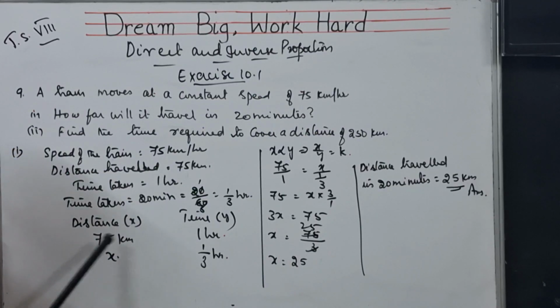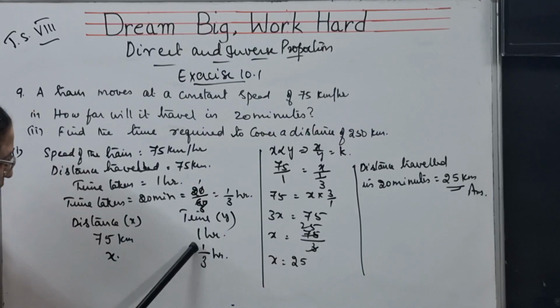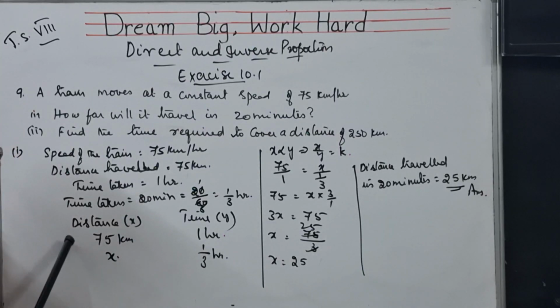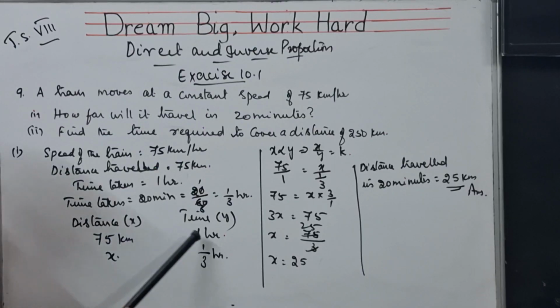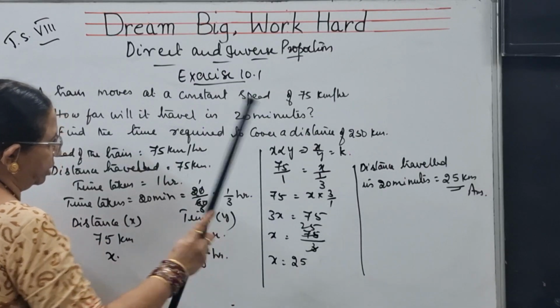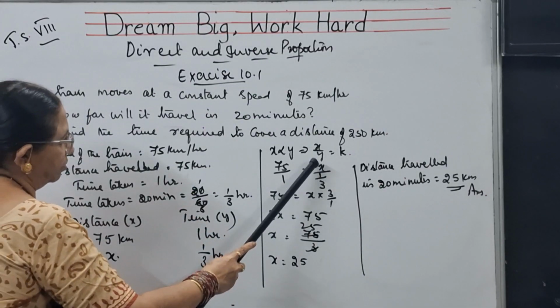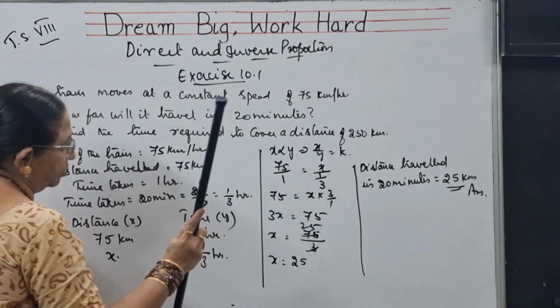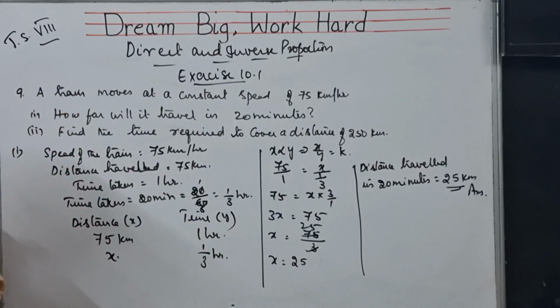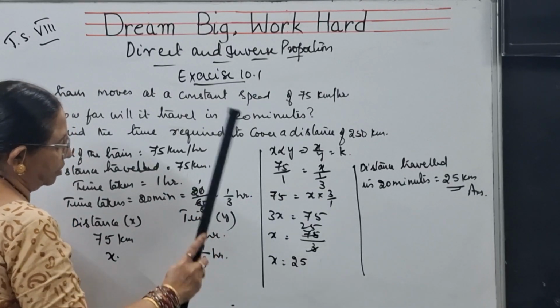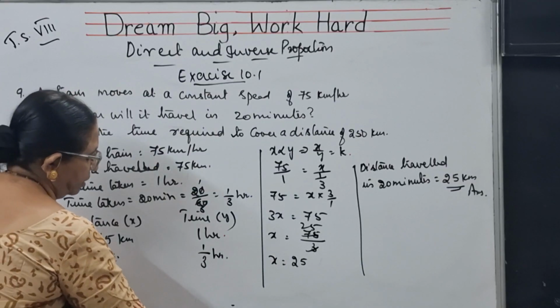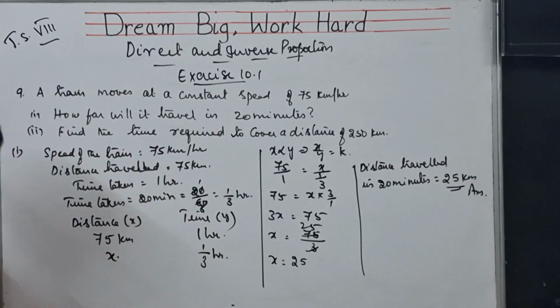So 75 kilometers in 1 hour, 1 by 3 hours, how much distance? x and y, they are directly proportional. So 75 by 1 is equal to x by 1 by 3. That is 75 is equal to x into 3 by 1. Reciprocal, you have to write it here. So 3x is equal to 75, x is 75 by 3, that is 25 kilometers is the distance traveled by the train in 20 minutes. Please note it down, children.